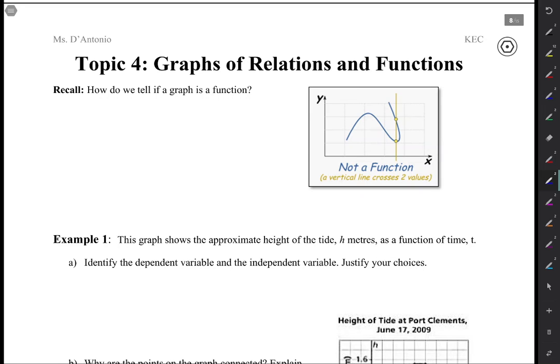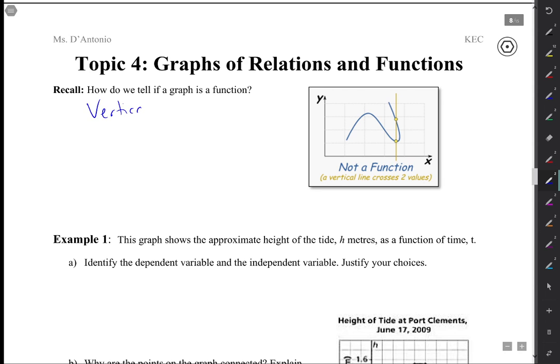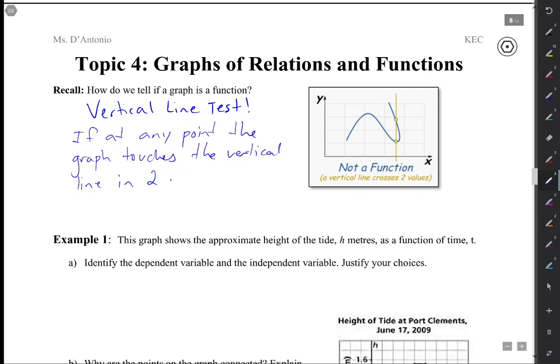In topic 4, we're going to be looking at graphs of relations and functions. So let's just recall and think back. How do we tell if a graph is a function? Well, we do a vertical line test on it. And remember, the vertical line test means if at any point the graph touches the vertical line in 2 places or more, it is not a function.